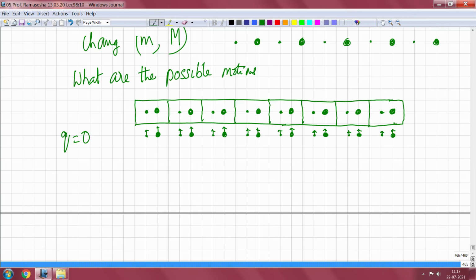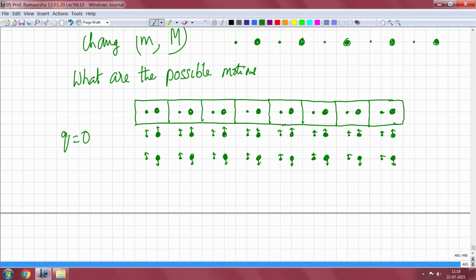So if they are moving in opposite directions, then it will happen this way: this moves up, this moves down, and this moves up, this moves down, this moves up, this moves down, and so on along the chain.